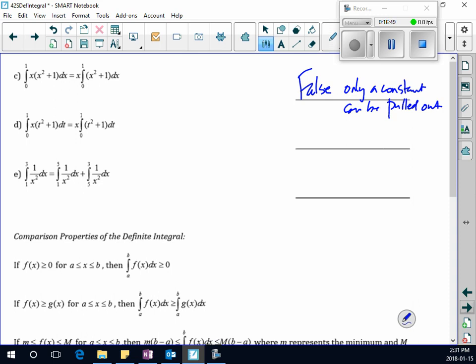Okay, the next one is the integral from 0 to 1 of x times t squared plus 1 dt. So this time I pulled out an x. Yes, in this case they tried to trick you. X actually is a constant because you're doing it with respect to t. So this is actually true. X is a constant in this case.